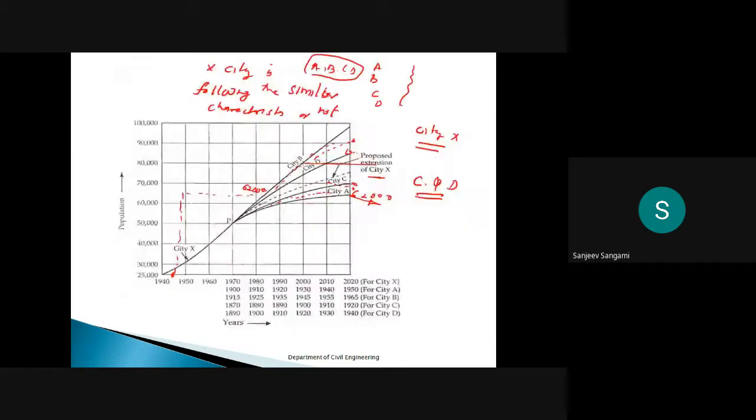Of course, whatever we are doing is not exact. It is a crude method. Sometimes if the population is in between E and C, roughly you'll get a difference of 2000 or 3000, so that much error will always be there. But if X city is following the trends of A, B, C, D, then a similar curve has to be plotted near that curve. So that is the comparative method of population forecasting.